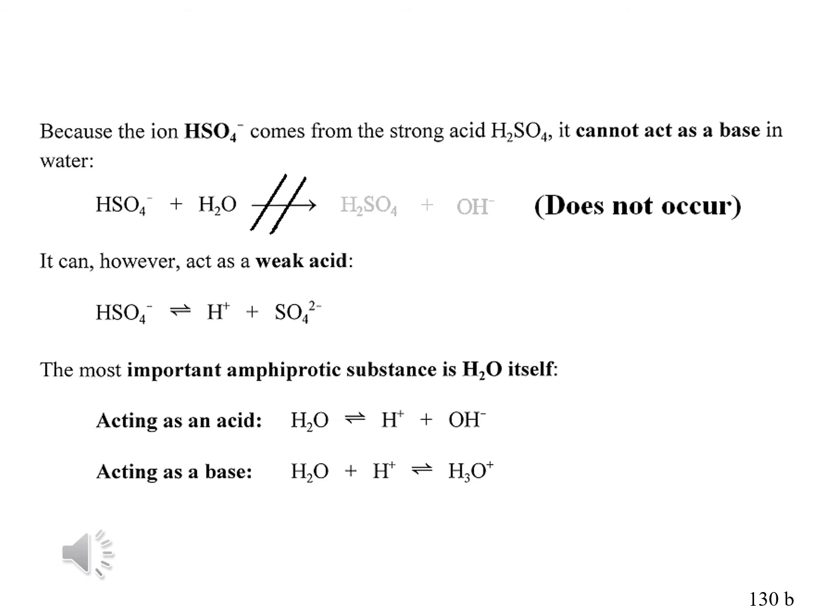By far, the most important amphiprotic substance on Earth is water itself. Water, as you can see, can give up an H+ and act as an acid. It can also pick up an H+ and act as a base when it makes H3O+. I told you earlier that I think the main word in biology that you could summarize it with is homeostasis. And homeostasis depends on buffers.